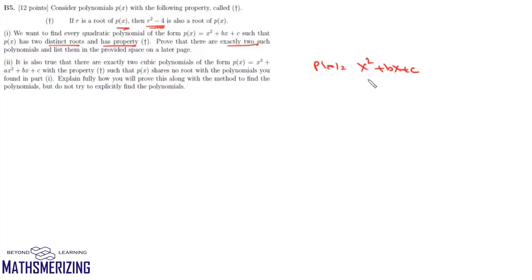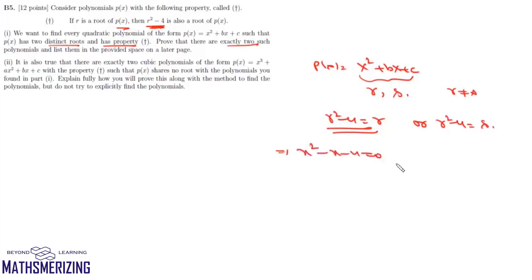Now this equation x square plus bx plus c will have two roots, say r and s, where r is unequal to s. In the question it says, if r is a root, then r square minus 4 is also a root of p(x). Now this quadratic equation cannot have more than two roots. So that means r square minus 4 either will be equal to r, or r square minus 4 must be equal to s. Now if r square minus 4 is equal to r, we'll get our first equation, x square minus x minus 4 equals 0. So one such quadratic equation will be x square minus x minus 4 equals 0.